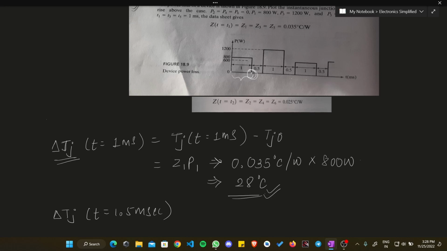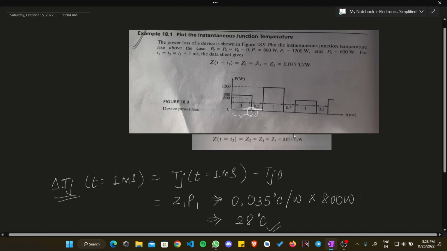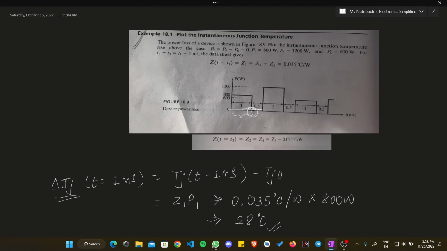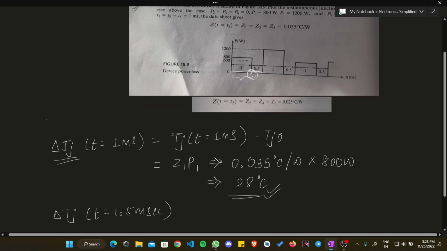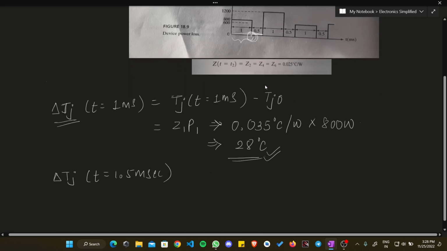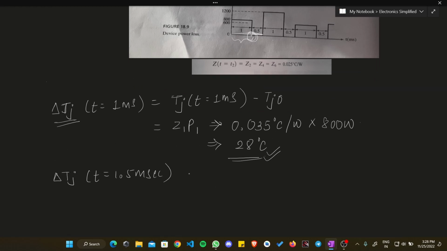If you carefully observe over here, the 1 millisecond is for the first pulse, right? And for the 0.5 millisecond, there is nothing, there is zero. So this is the second pulse. If you observe in the question, it is given to us that P2, P4, P6 is equal to 0. This is the P2. At this pulse, the power is equal to 0, right? So that is one thing that you must keep in mind. So delta Tj, t equal to 1.5 millisecond.